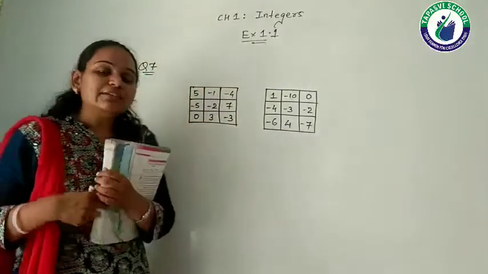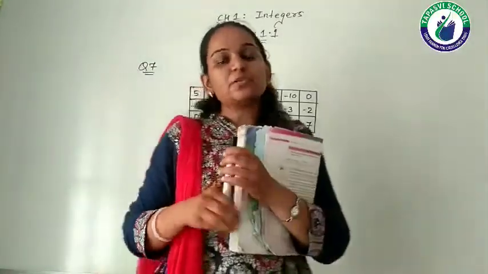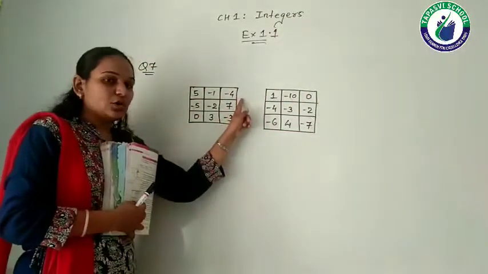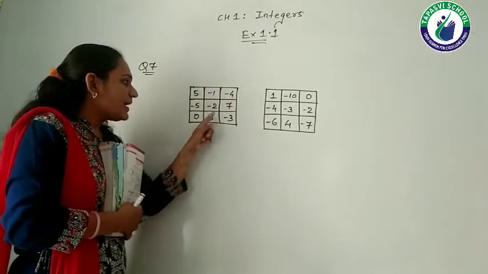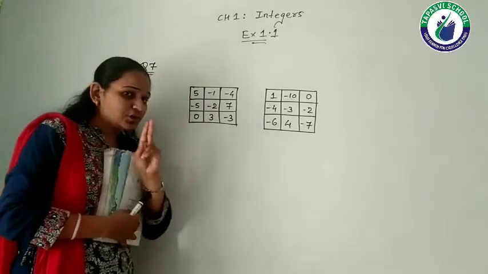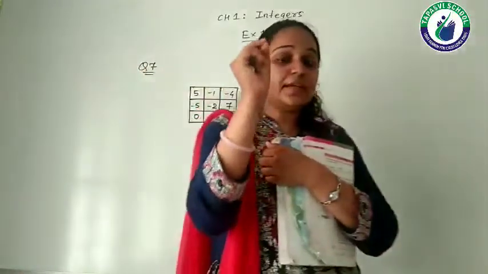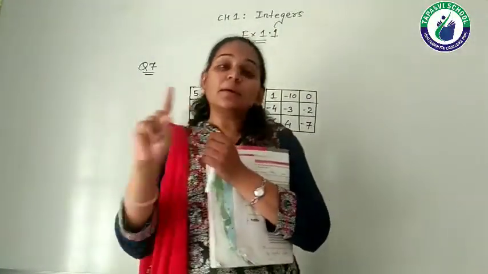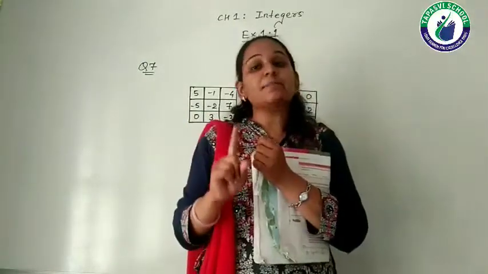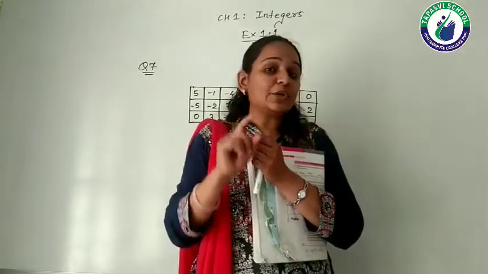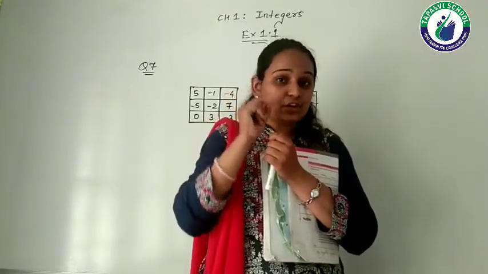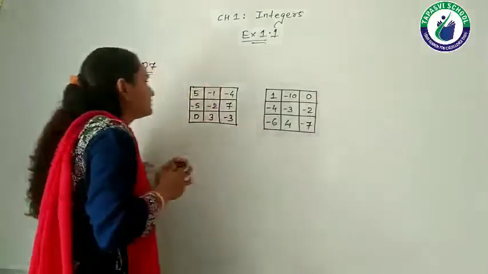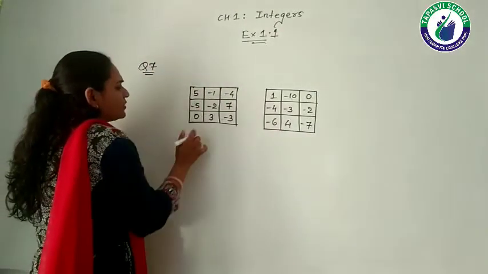Now, we call it a magic square only when your rows, your columns and your diagonals, meaning both the diagonals, all total the same. If the total is not the same, then we cannot call it a magic square. So you need to evaluate each and every row, column and diagonal of both squares. So let's do it. First I am taking this one.